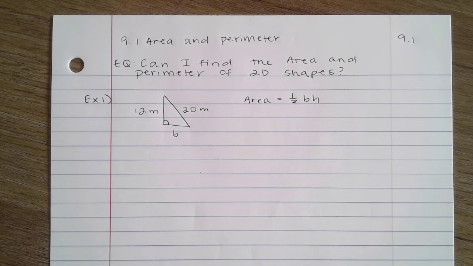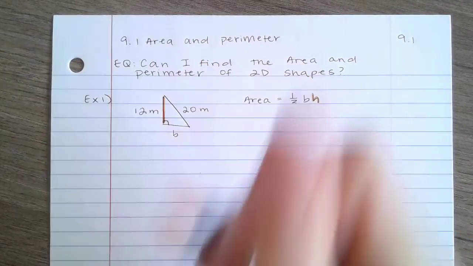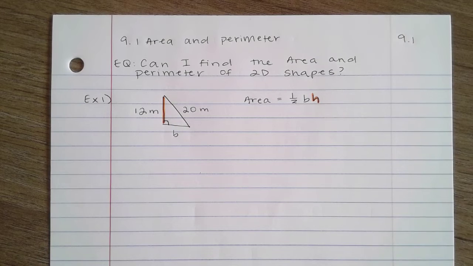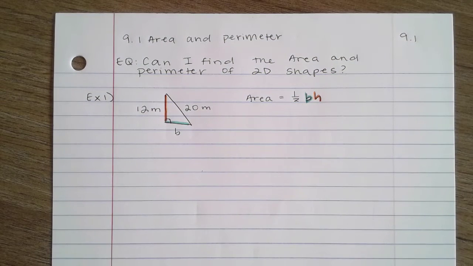But I do know what my height is. I'm going to use a little color here. I do know what my height is. I know that my height is 12, but unfortunately, I do not know what my base is. I know where it is. I can find it. I just don't know what it is. And I'm hoping at this point you've started to recognize that it was important that we had a 90-degree triangle, because then I can use the Pythagorean theorem.